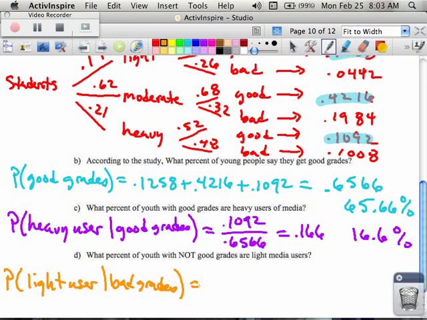So then a light user and bad grades from back up above was 0.0442. And then the probability of having the bad grades would be everything else, so that'd be what? 0.3434? Okay, and so for a grand 0.1287, or in other words, if they asked for the percent, you would say 12.87%.